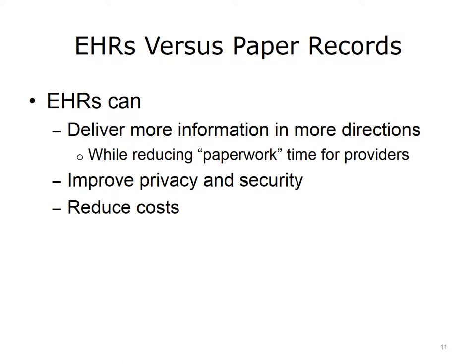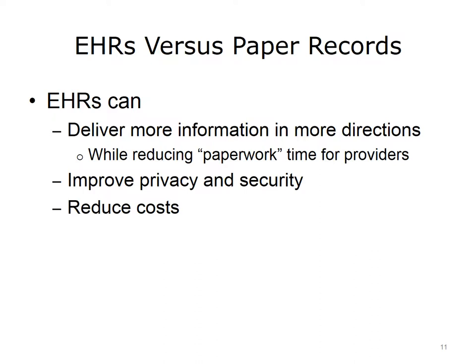The final group of ways in which EHRs can improve care, according to CMS, are: EHRs can deliver more information in more directions while reducing paperwork time for providers. For example, EHRs can be programmed for easy or automatic delivery of information that needs to be shared with public health agencies or quality measurement, saving clinician time. EHRs can improve privacy and security. With proper training and effective policies, electronic records can be more secure than paper. EHRs can reduce costs through reduced paperwork, improved safety, reduced duplication of testing, and most of all, improved health through the delivery of more effective health care.